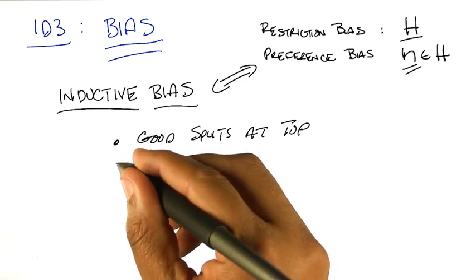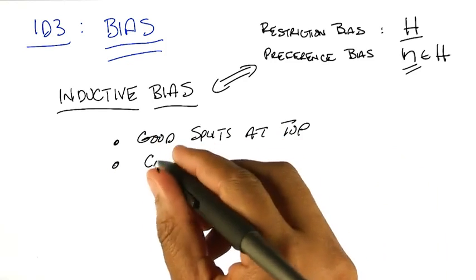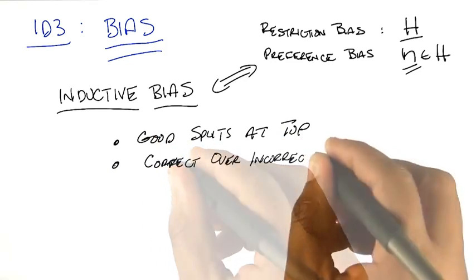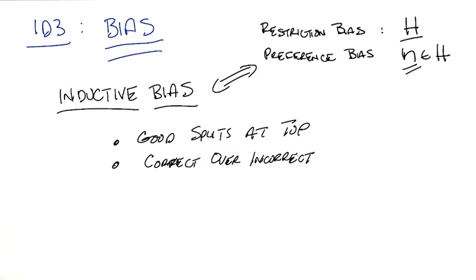Right. So this is the one that people often forget. It prefers correct ones to incorrect ones. So given a tree that has very good splits at the top but produces the wrong answer, it will not take that one over one that doesn't have as good splits at the top but does give you the correct answer. So those are really the two main things that are the inductive bias for ID3.